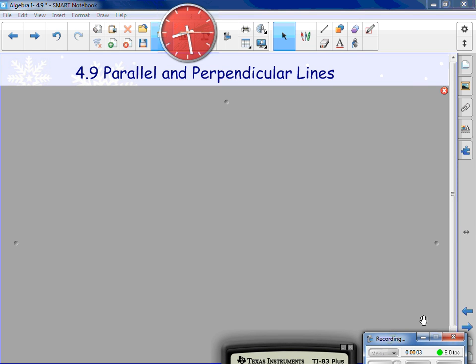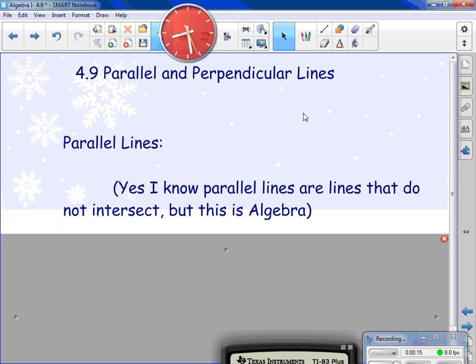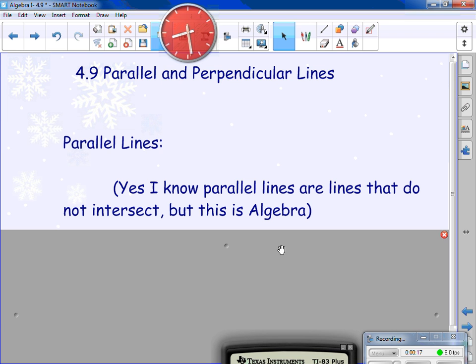4.9, parallel and perpendicular lines. What are parallel and perpendicular lines? Or what are parallel lines? That's right. Parallel lines are two lines that do not intersect or do not touch, but this is algebra. They mean something different.